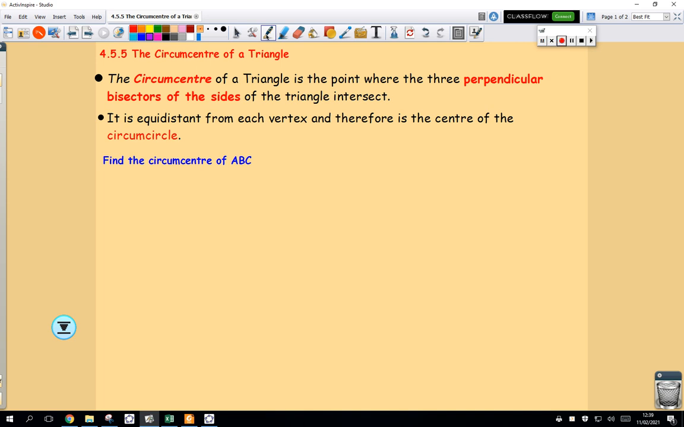So in order to find the circumcenter of a triangle, you have to be able to construct the perpendicular bisector of a side. That's a Junior Cert construction, and we've gone over it in a few classes, so make sure you're familiar with that. A really important characteristic of the circumcenter is that it is equidistant from each vertex, and therefore is the center of a circle containing every vertex of the triangle.